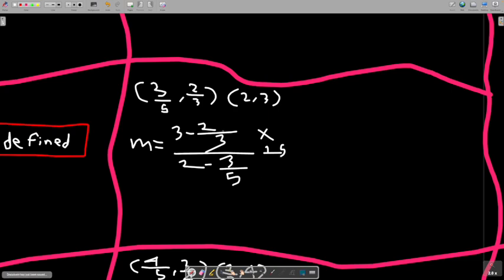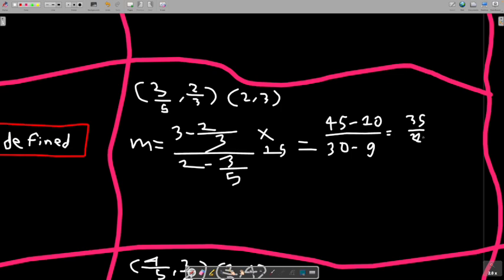So first of all, let's do the whole numbers. So 3 times 15, that's 45, minus 15 times 2 over 3. Let's multiply the numerator. 2 times 15 is 30, over 3, that's 10. And then over 2 times 15, that's 30, minus 3 over 5 times 15. 3 times 15 is 45, over 5, that's 9. So 45 minus 10, that's 35. 30 minus 9, that's 21.